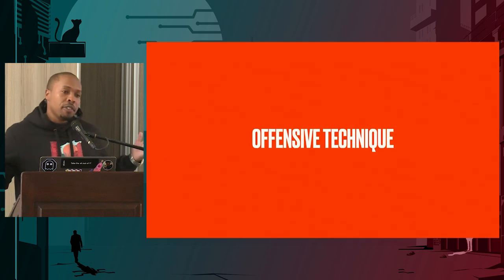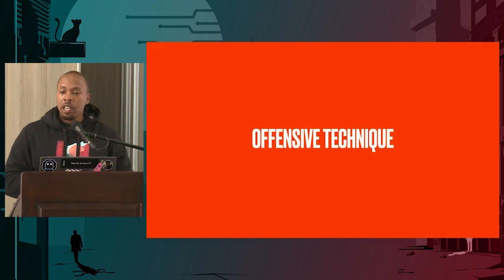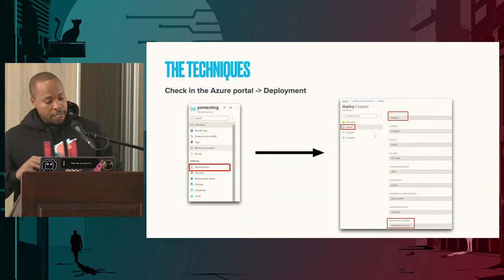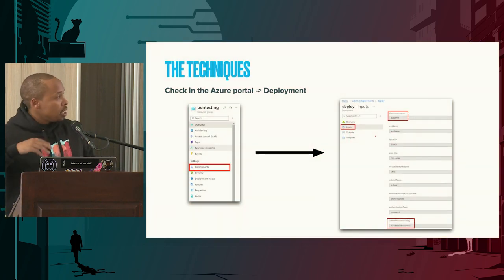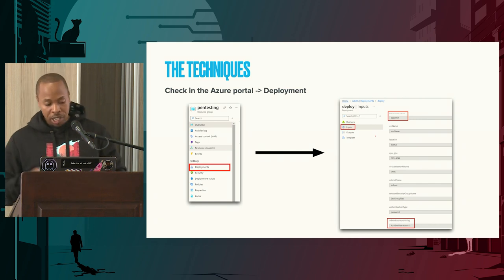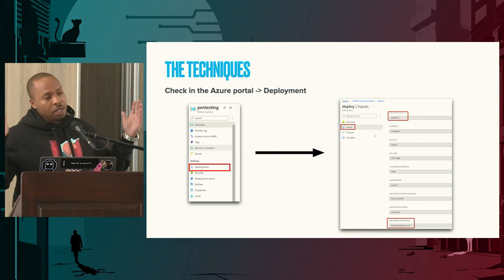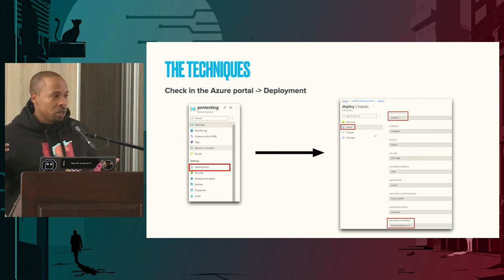Now, let's look at the offensive technique. Let's say you're on a pen test, you're performing a red team engagement, and you have compromised a specific account. If you go to the portal, you've probably seen this before. When I was starting out with cloud, this was something that I skipped, because I thought, okay, there's not much here, it just literally defines what the deployments are. But if you click on that, there are specific aspects that are there.